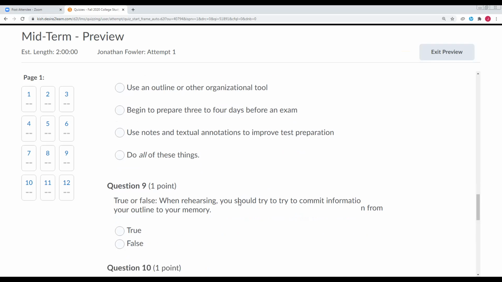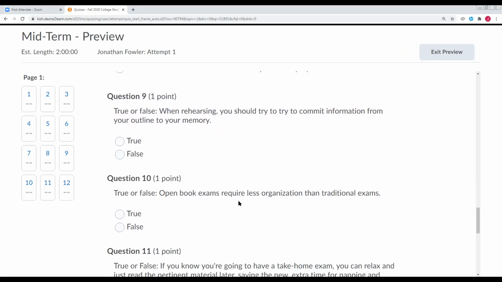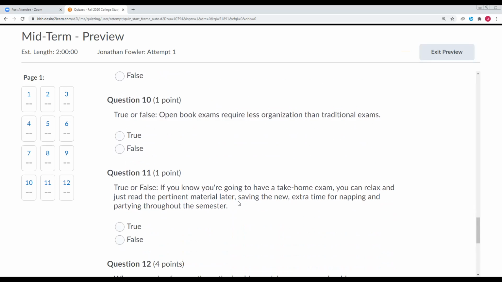Question 9 is another true and false question about rehearsal. Question 10 is another true or false question about open book exams, which kind of conclude Chapter 17.